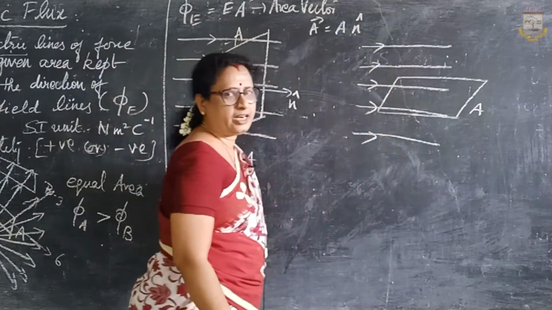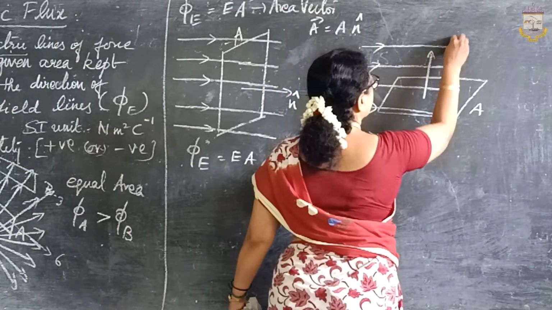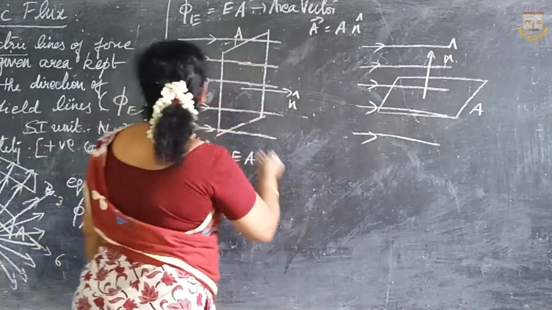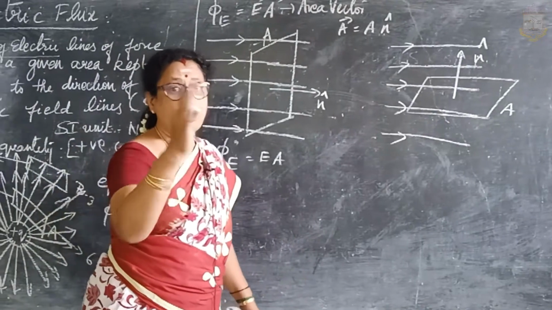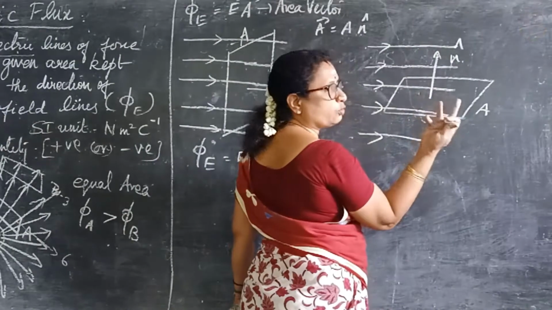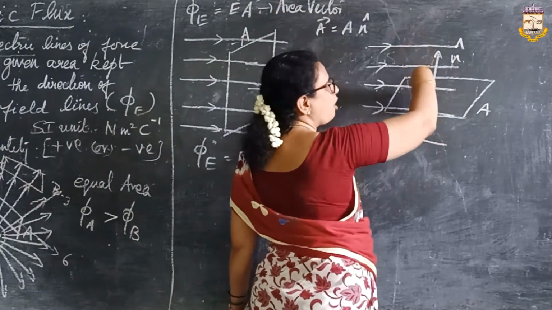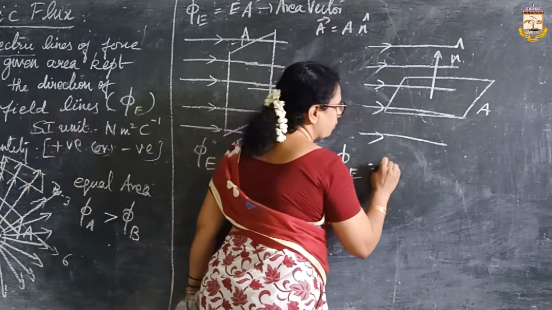Now how will you draw the direction of the area vector? Perpendicular to the plane of the area, like this. So by definition, electric flux is nothing but the number of lines of force crossing normal. But can you see any lines crossing normal? No, there are no electric field lines normal to the area. So here phi E is 0.